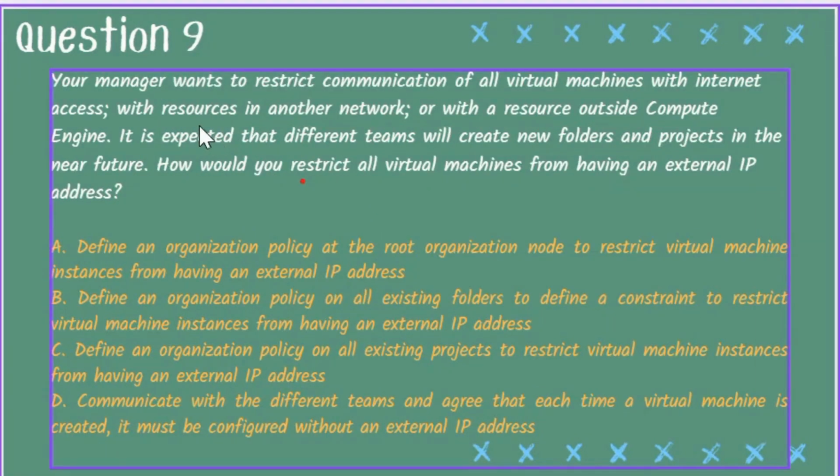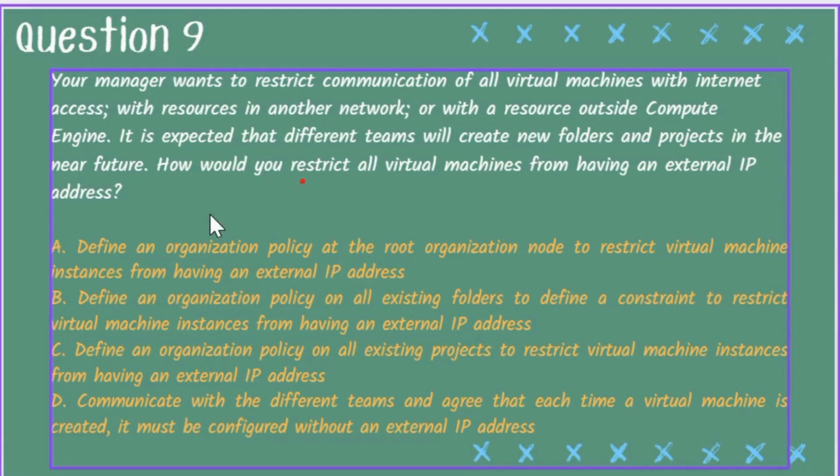Okay, let's look at question number 9 now. Your manager wants to restrict communication for all virtual machines with the internet, with resources in another network, or with resources outside the compute engine. It is expected that different teams will create new folders and projects in the near future. How would you restrict all virtual machines from having an external IP?